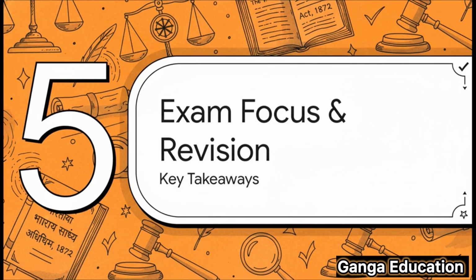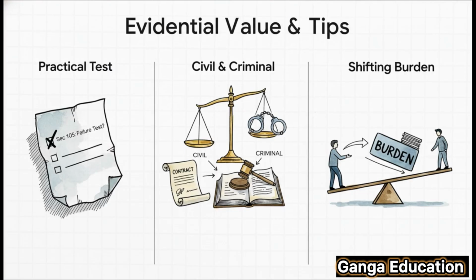Okay, let's get down to brass tacks, the exam focus. This is where we distill everything we've learned into the key points you absolutely need to remember for your judiciary and APO exams. So, for your prelims, expect a direct question. They might ask for the section number or which section deals with the failure test. For the mains, it's more likely to be part of a problem-based question. And remember, this applies to both civil and criminal cases.